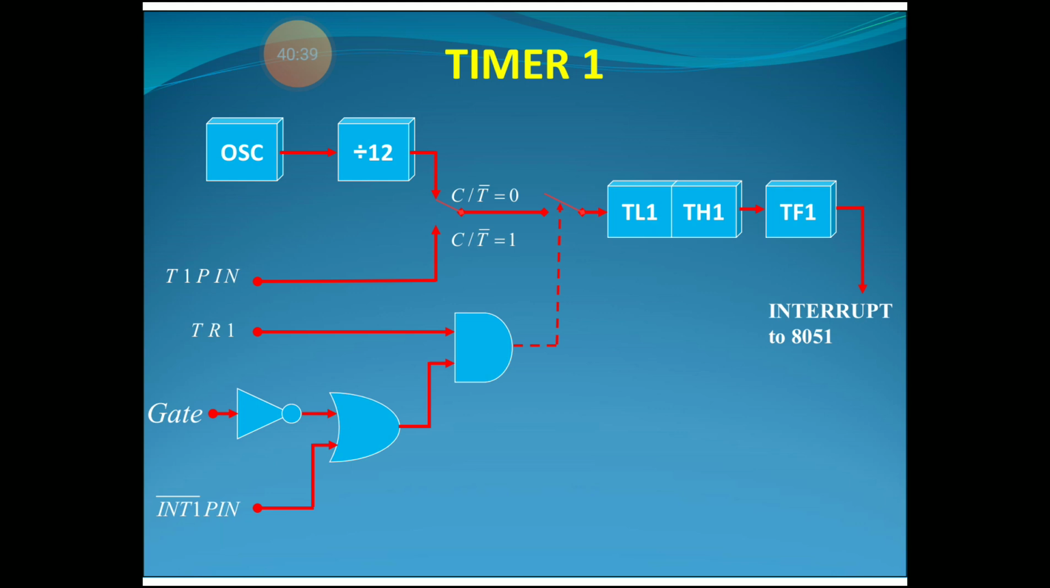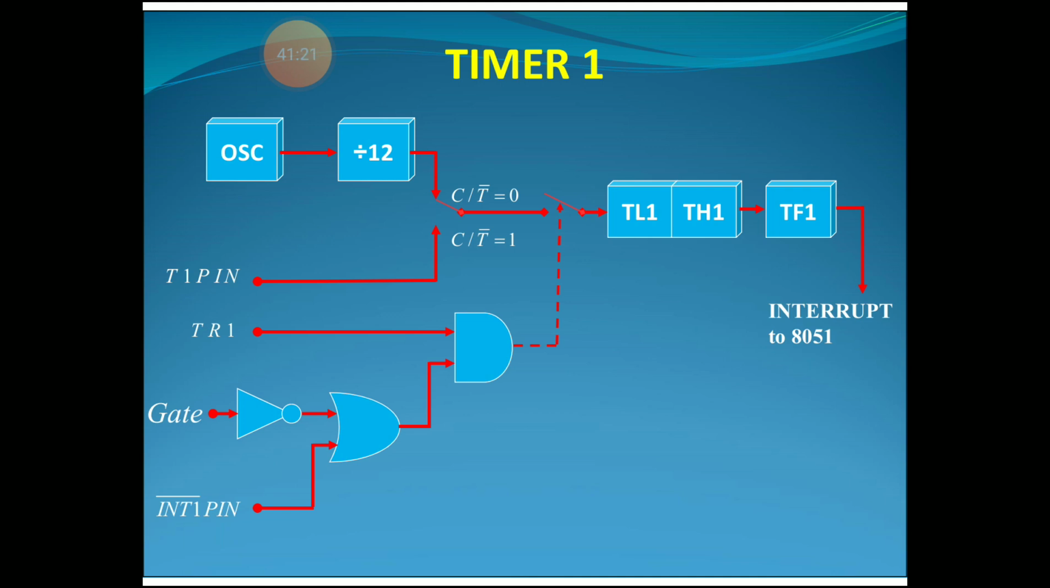Now let us see the timer 1 operation. It is similar to the timer 0 operation, except that TL0 is replaced with TL1 and TH0 is replaced with TH1. Here the T1 pin can allow the clock pulses from external devices, TR1 belongs to timer 1, and INT1 bar belongs to timer 1 operation. So depending upon the C/T bar signal, the timer can receive the clock pulses from the internal source or external source, and depending upon the TR1, GATE, and INT1 bar pins, the AND gate closes the gate and allows the clock pulses to the timer or counter.